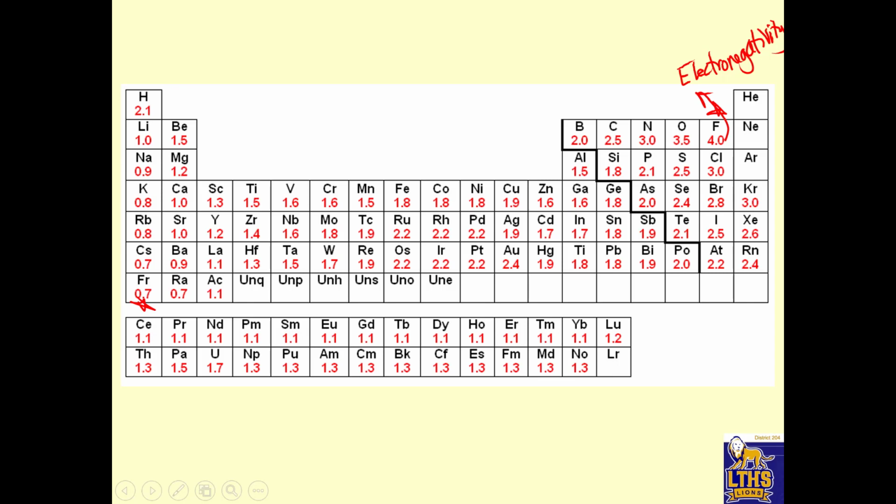Francium's the biggest loser, okay? So you can see that metals tend to not pull on electrons, so they're going to give them away. Nonmetals tend to pull on electrons, so they're going to try to take them. But if they're bonding with another nonmetal, then they've got to share.